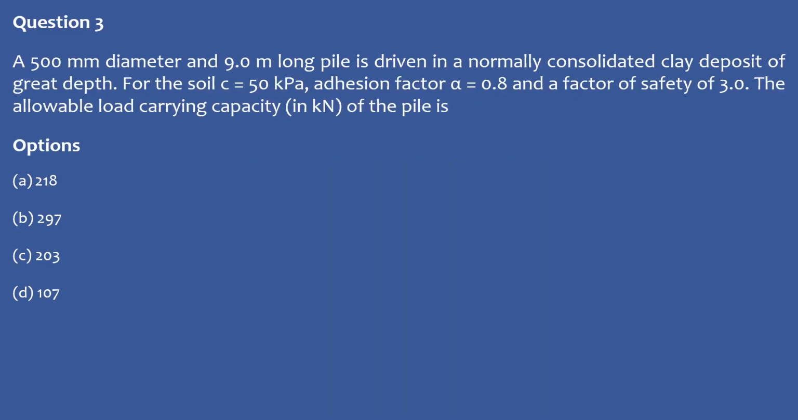The next question: a 500 mm diameter, 9 meter long pile is driven in a normally consolidated clay deposit of great depth. For the soil, c is equal to 50 kPa, the adhesion factor alpha is equal to 0.8, and the factor of safety is 3.0. You need to calculate the allowable load carrying capacity of the pile.